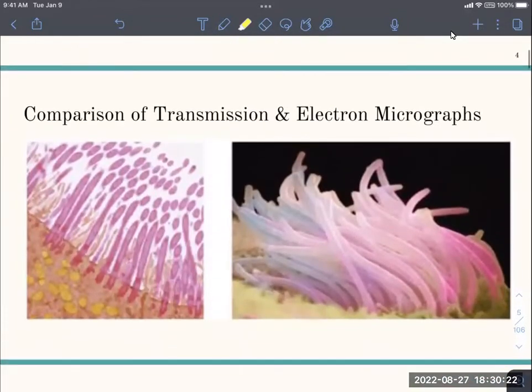So here's a look at the two different kinds of microscopes and what kind of view we get. The first picture here is a light microscope. You can see the different parts of the cell somewhat, but an electron micrograph is 3D. We see in more detail what this cell actually looks like. It's kind of cool.